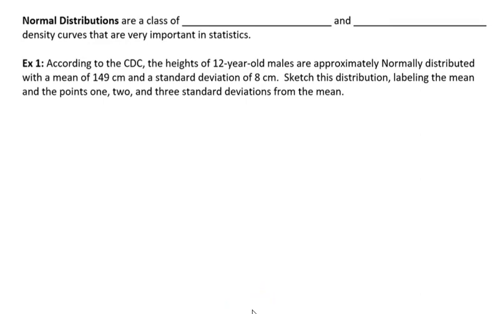A very special type of density curve that is used for many applications in statistics is called a normal distribution. Normal distributions are a class of unimodal and symmetric density curves that are very important in statistics. So we're going to look at an example.